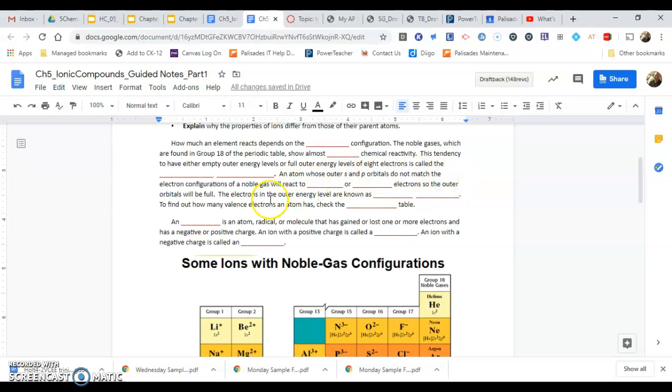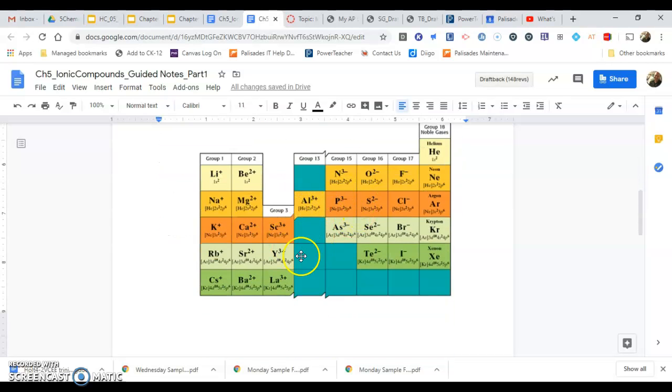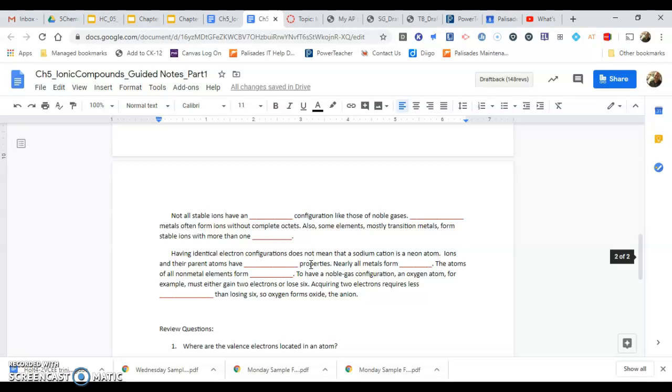To find out how many valence electrons an atom has, check the periodic table. An ion is an atom, radical, or molecule that has gained or lost one or more electrons and has a negative or positive charge. An ion with a positive charge is called a cation. An ion with a negative charge is called an anion. You'll recognize this illustration.